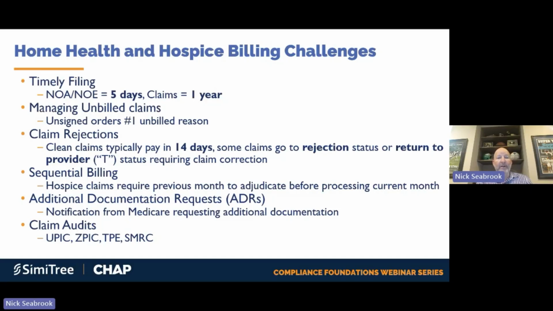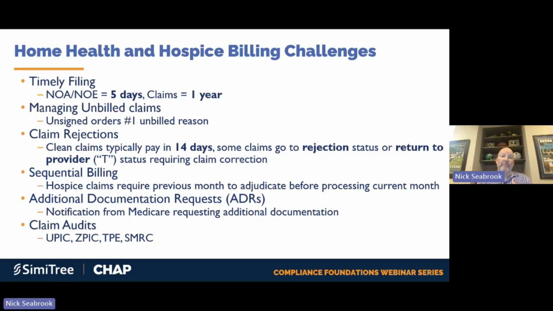ADRs. So this is another area that I mentioned before. You might have an R status for rejection. You might have a T status, but you also might have what's called an ADR. That's going to go into a status you'll recognize as SB 6000 or SB 6001. Essentially, an ADR is Medicare requesting additional documentation. You don't want to have too many ADRs because it can be a long and tedious process. So how the ADR process works is that you have a specific amount of time to reply back to Medicare. And you need to make sure that you're replying back to Medicare with the additional supporting documentation.